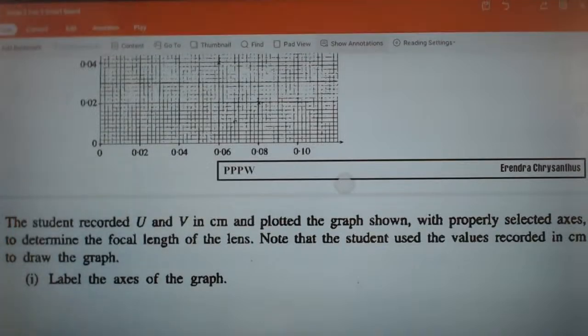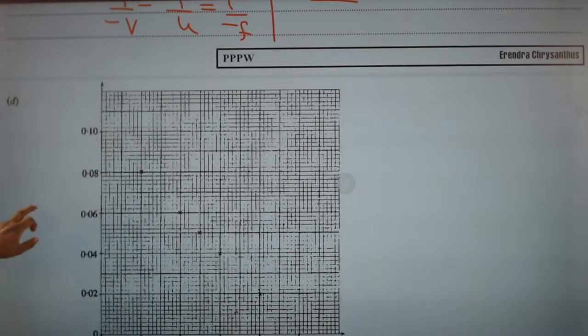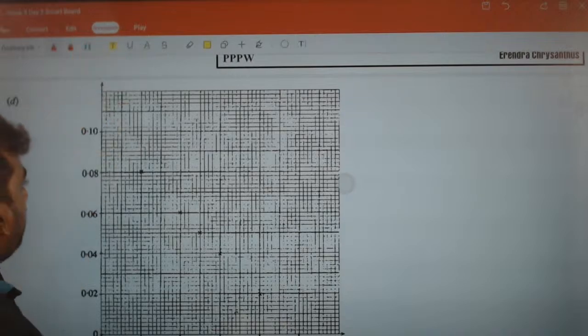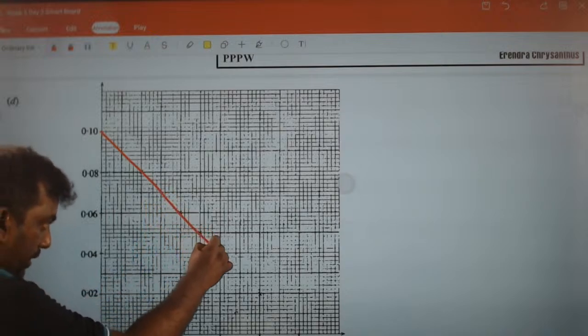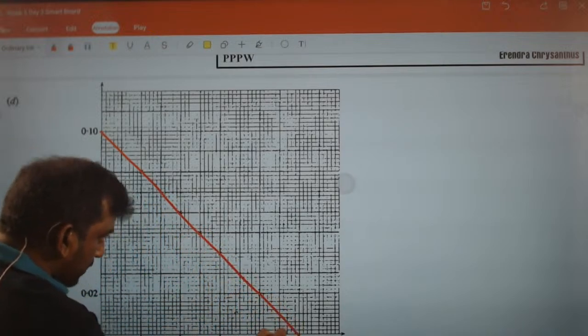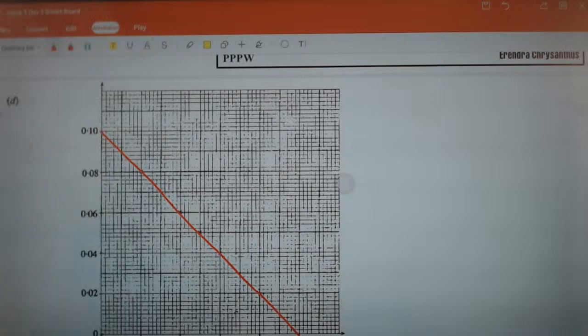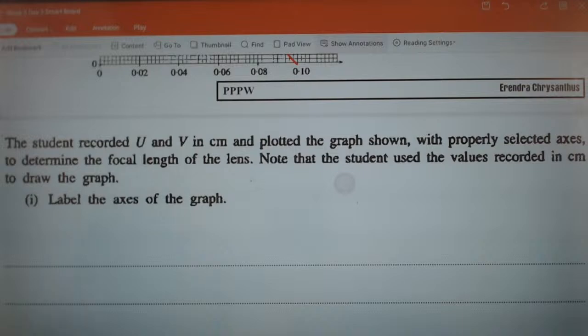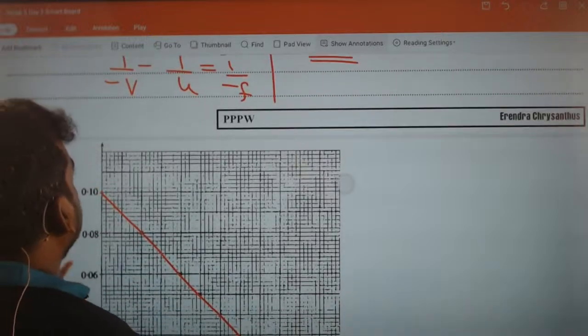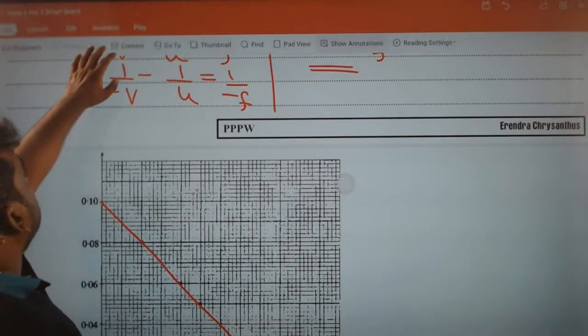A student recorded u and v in centimeters and plotted the graph shown. So actually you can keep a ruler and plot this graph here. All the points are there. There you go, the graph. Show with properly selected axes how to determine the focal length. Please name the axes.